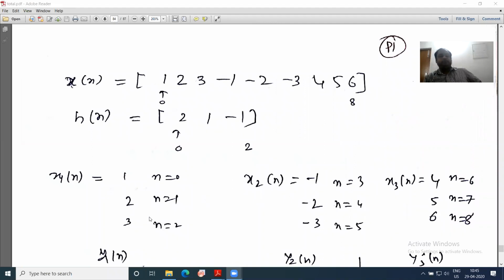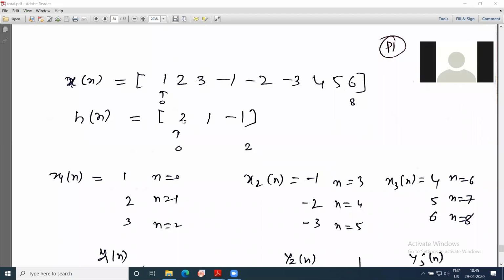Okay, now in this problem we have an odd number of data, suppose 1 2 3 minus 1 minus 2 minus 3 4 5 6, these are the 9 data points in xn, and hn has 3 data points, 2 1 minus 1. Now hn has 3 samples, 0 to 2, and xn has 9 samples, 0 to 8.